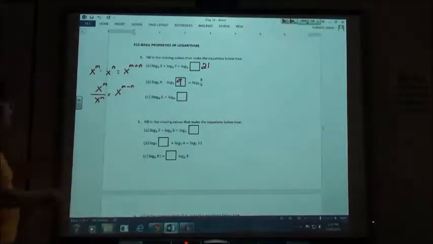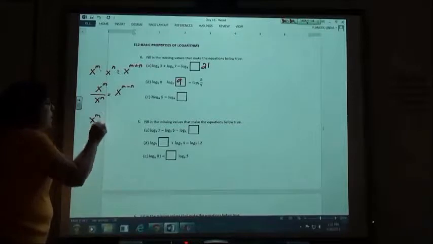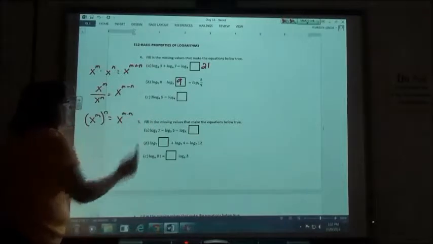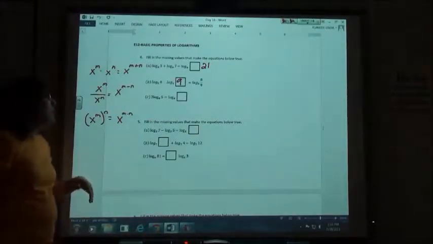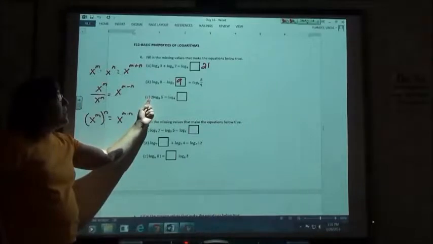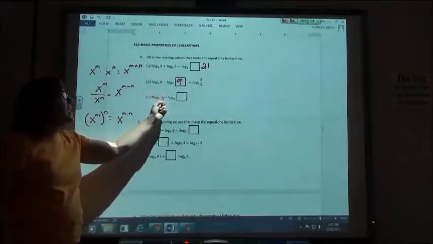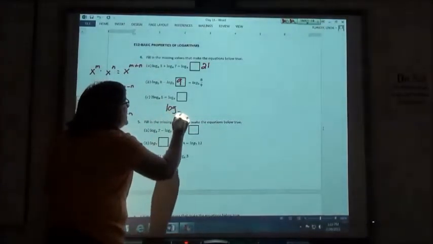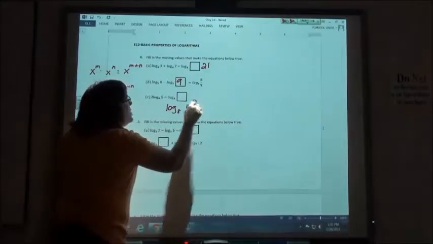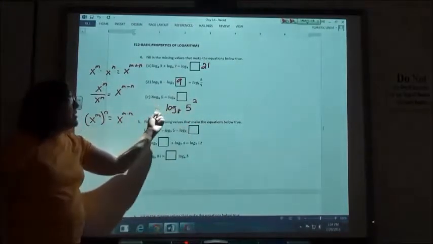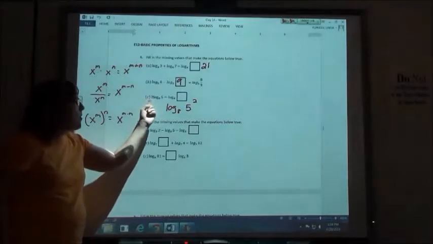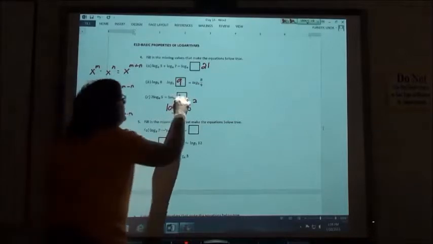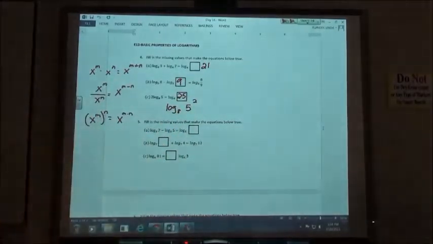And on my powers, if I have x to the m raised to the n power, I get x to the m times n. What that's telling me with a logarithm is if I'm multiplying something times my logarithm, it can then become the exponent. So this would be log base 8 of 5 to the second power. That exponent can be multiplied by the logarithm, or if I multiply it, it becomes the exponent. Of course, I would want to simplify that. 5 squared is 25.